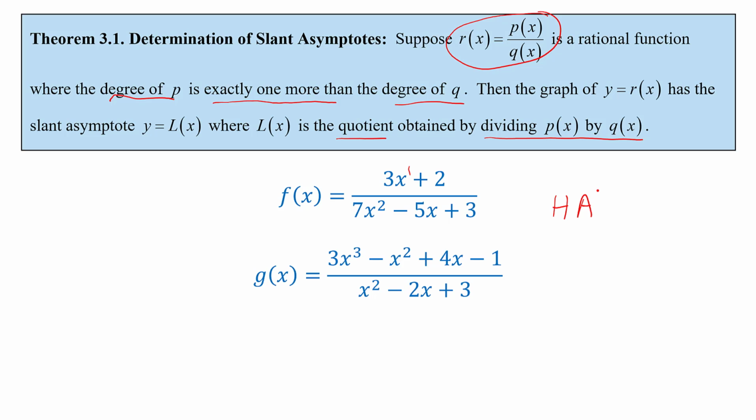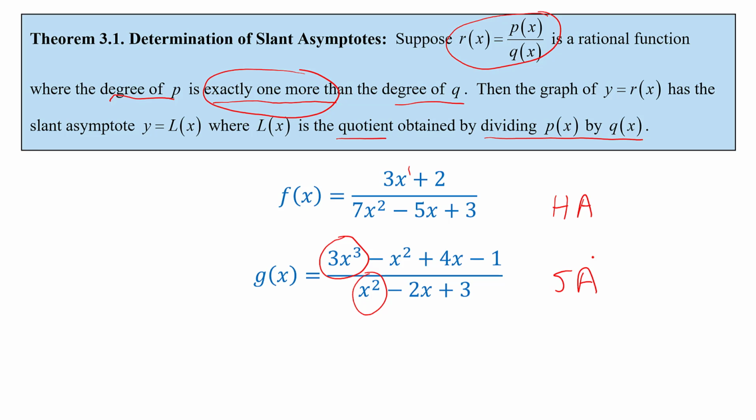For g of x, which has a leading term of 3x cubed in the numerator, a leading term of x squared in the denominator, the degree of the numerator is 3, the degree of the denominator is 2, the degree of the numerator is exactly one more than the degree of the denominator, so we do have a slant asymptote in this case.